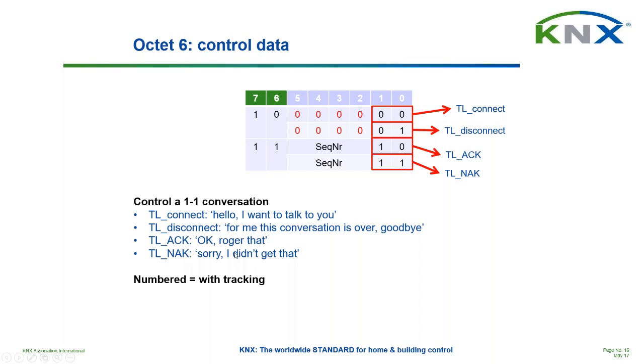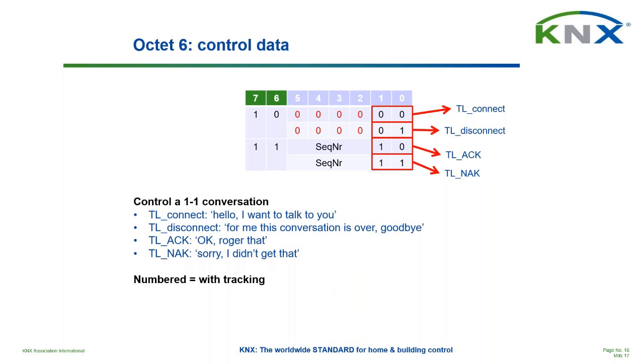And during the session, there will be messages exchanged, and in order to confirm such a message, a transport layer acknowledgement is used. That's literally, okay, roger that, or if it's not good, sorry, I didn't get that. In that case, a transport layer negative acknowledgement will be sent.